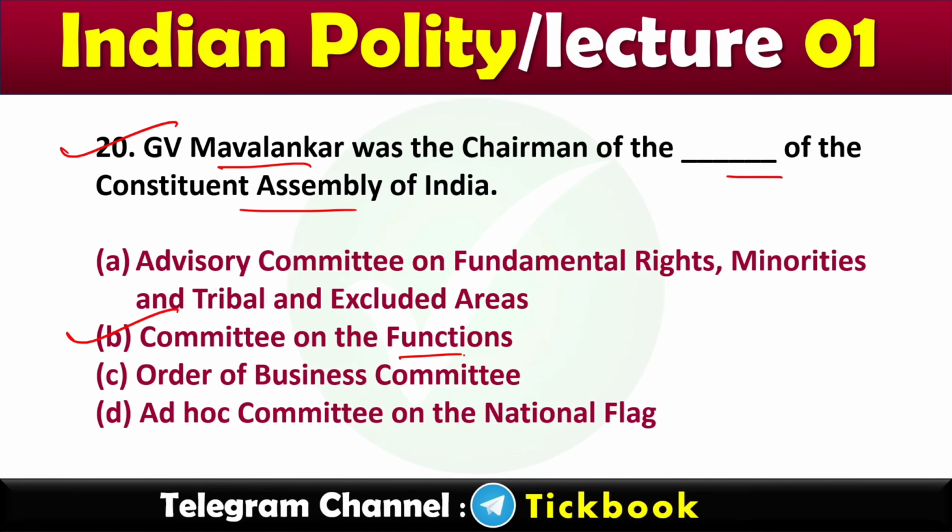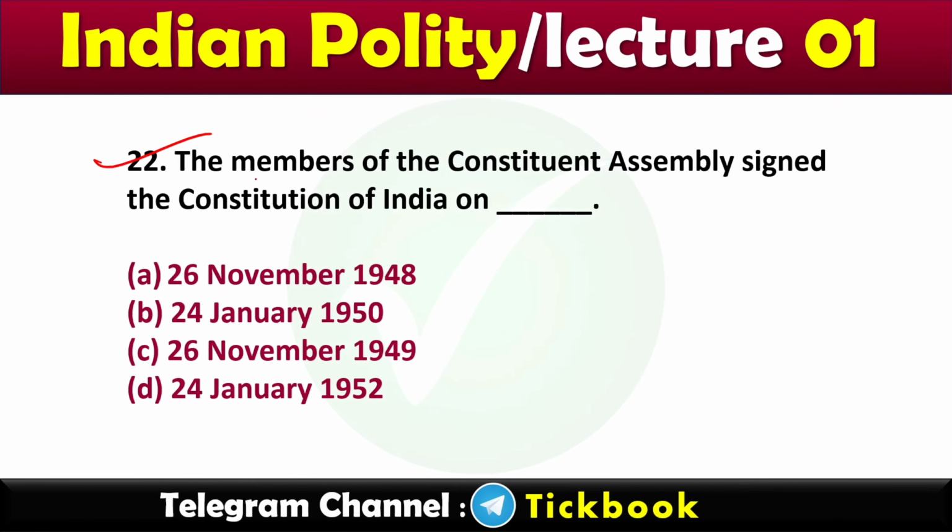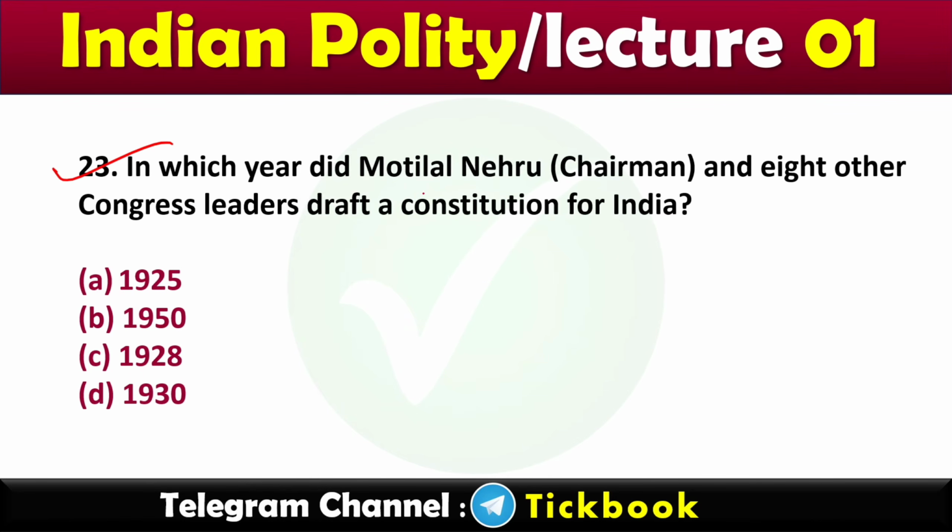Option number B, Committee on Functions. 21, the total membership of the Constituent Assembly was 389, of which dash were representatives of princely states. Number D, 93. 22, the members of the Constituent Assembly signed the Constitution of India on. Option number B, 24th January 1950. 23, in which year did Motilal Nehru, chairman, and 8 other Congress leaders draft a constitution for India? Number C, 1928 is the right answer.